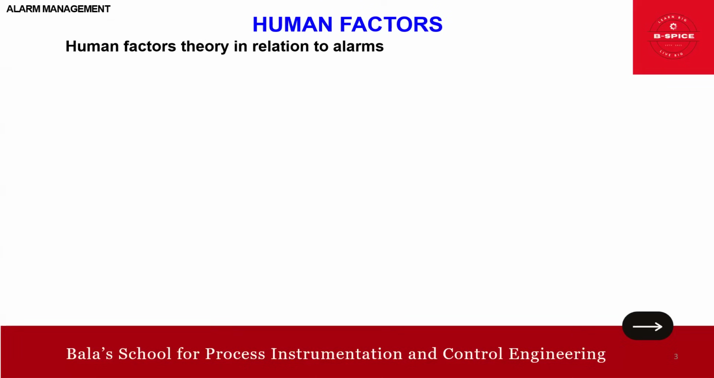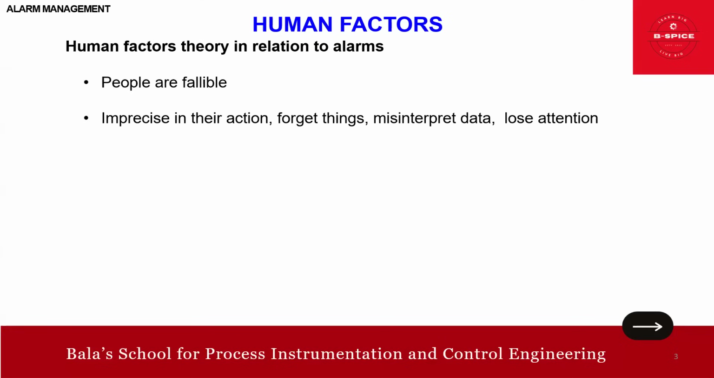As you know, people are fallible, meaning they can be wrong. Sometimes they can be imprecise in their actions. They forget things, misinterpret data, and of course lose attention. These things can result in either errors of omission, meaning they do not notice an alarm when it occurs, or errors of execution, meaning they make a wrong response. You would have seen the previous video, session 8, where we talked about the incidents. That is the point.